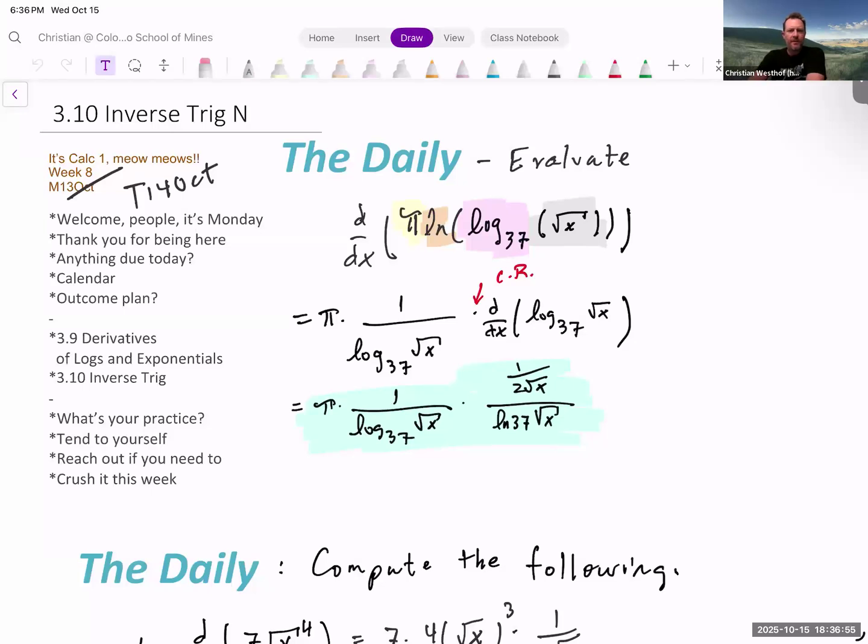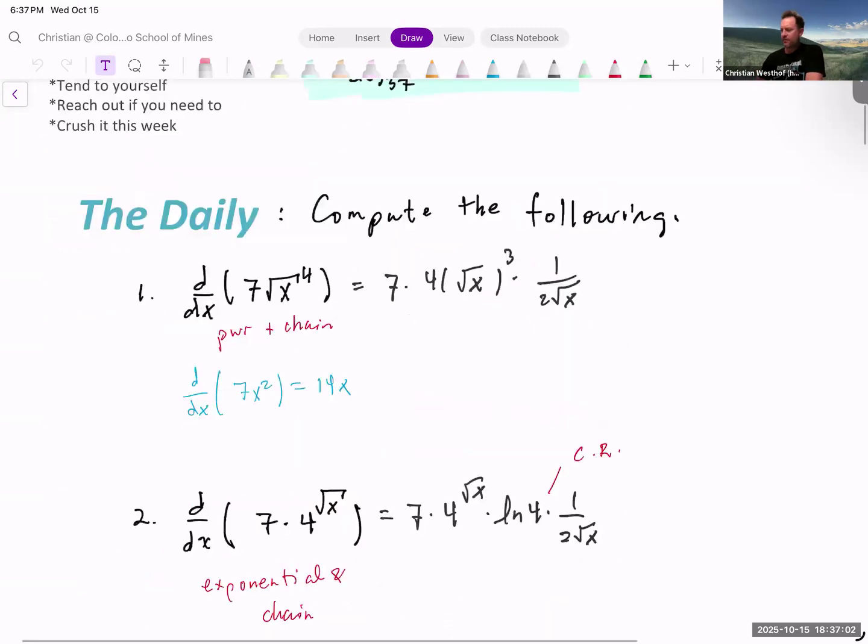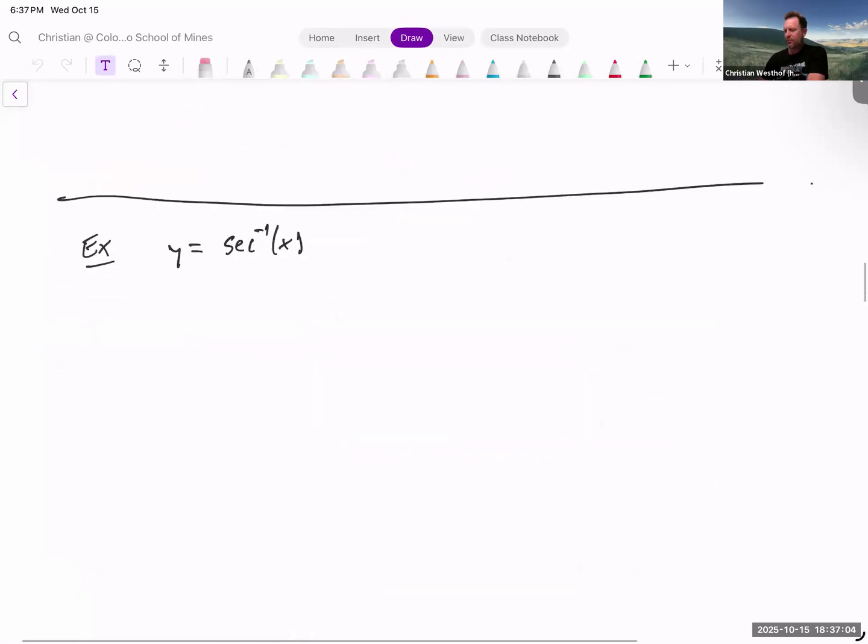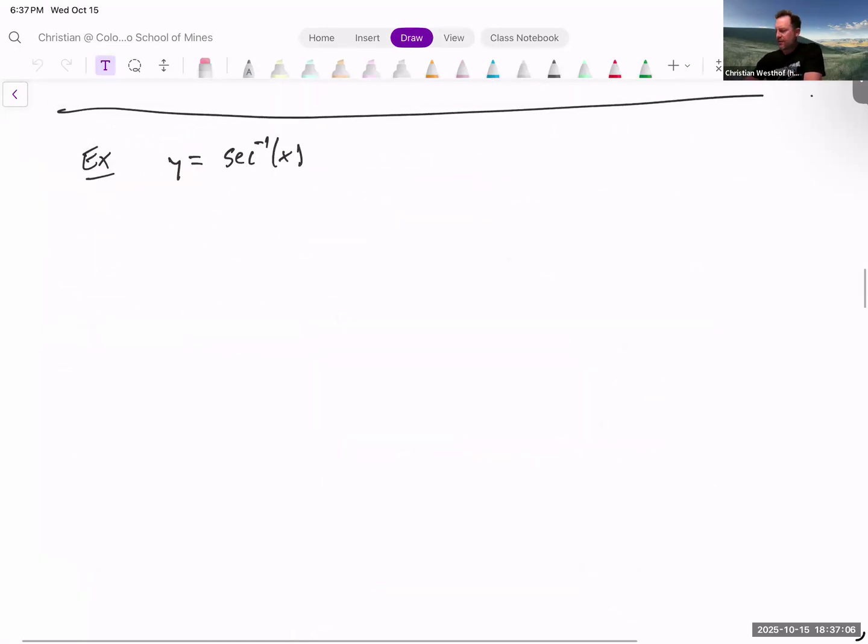Hi, folks. Let's take a moment to look at the rest of the 3.10 inverse trig things. In all of our classes, we left off with a couple problems. One, finding a derivative for arc secant. It's in the table, but there's a way to do it.